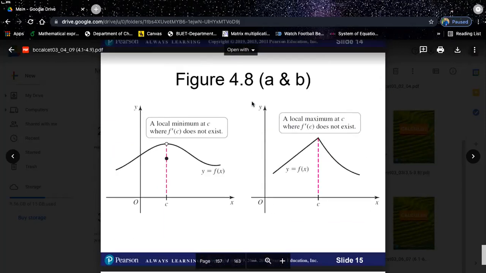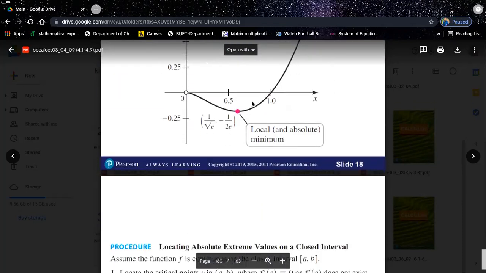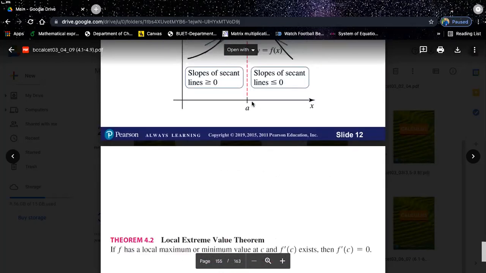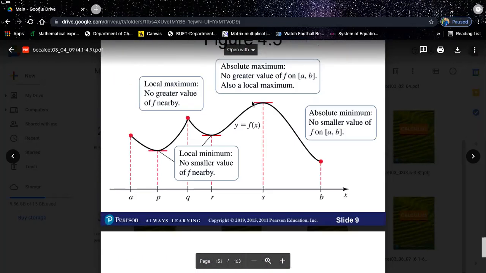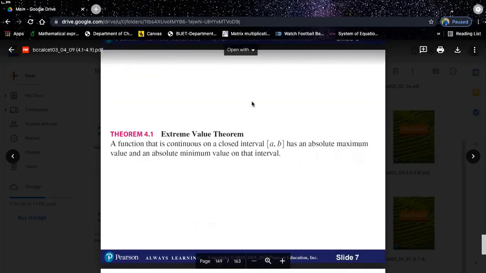So before we go for the algebraic approach, we want to see some required theorems for it. The first one is the extreme value theorem. What does it say? It says if a function is continuous on a closed interval. Now, the first question would be, what is a closed interval?